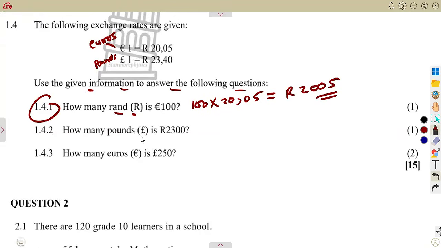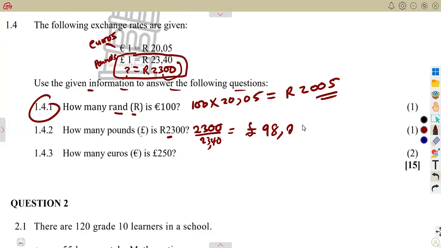What about how many pounds do we have for 2,300 rand? And we are comparing the pounds now and the rand. So how do you determine the number of pounds? This time you have to divide. So this one was simply going to be 2,300 divided by 23,40. That was going to give us the pounds in this case, which was going to be 98.29. So I think these guys, these are direct questions.